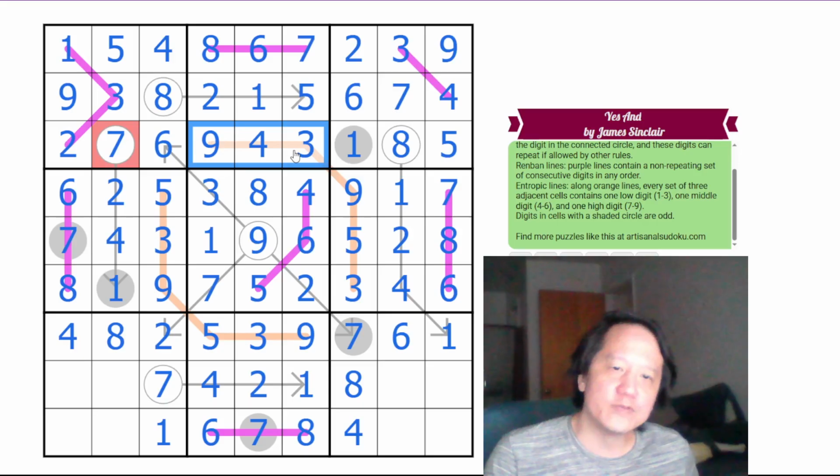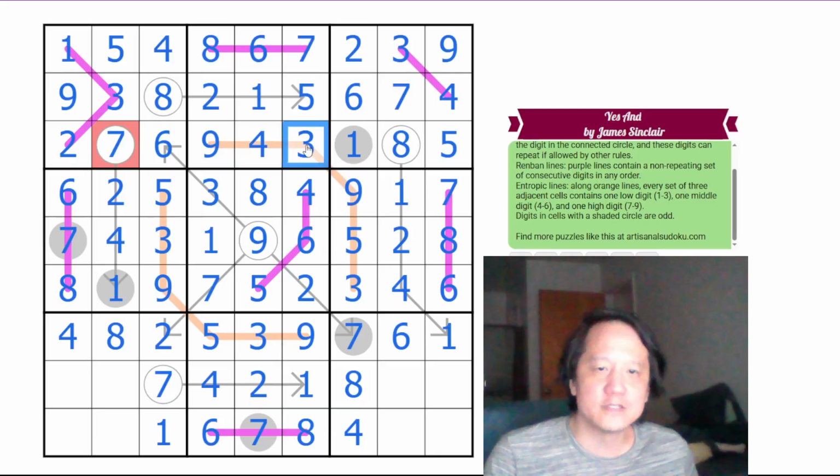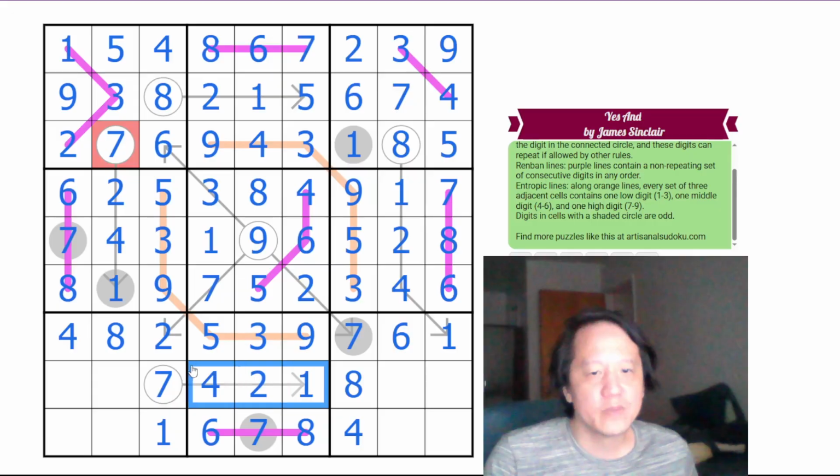So these set of 3 digits has a low, middle, high. These set of 3 digits has a low, middle, high. So do these, and so do these. And the rest is just normal Sudoku.